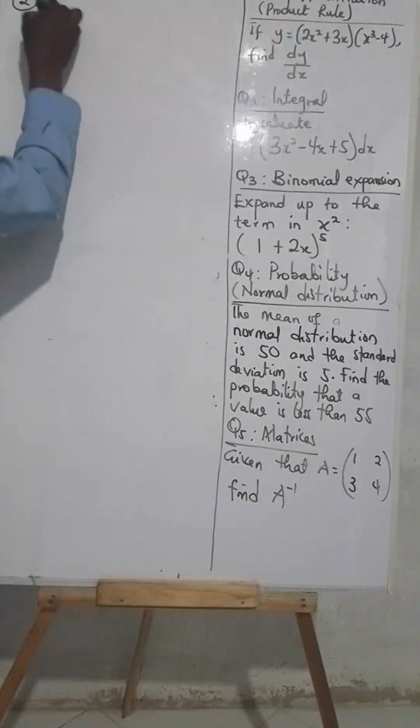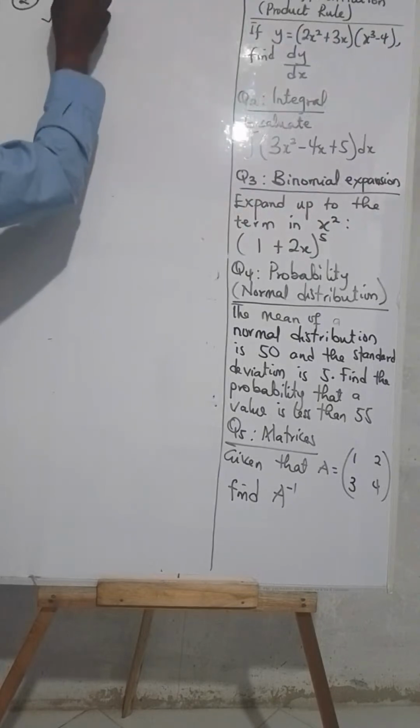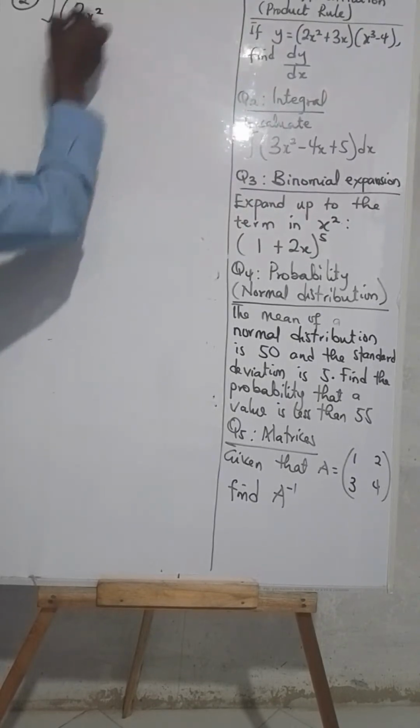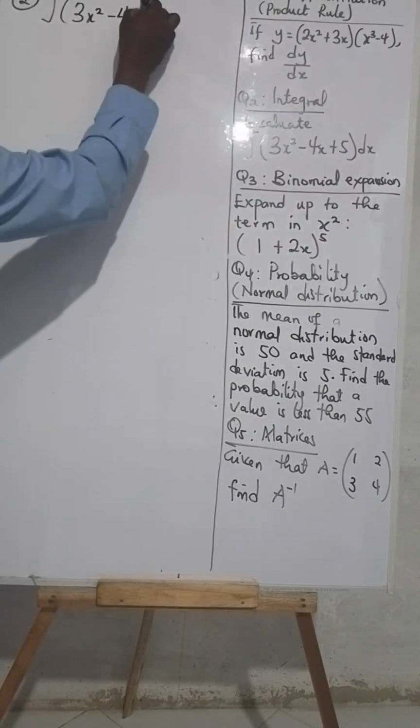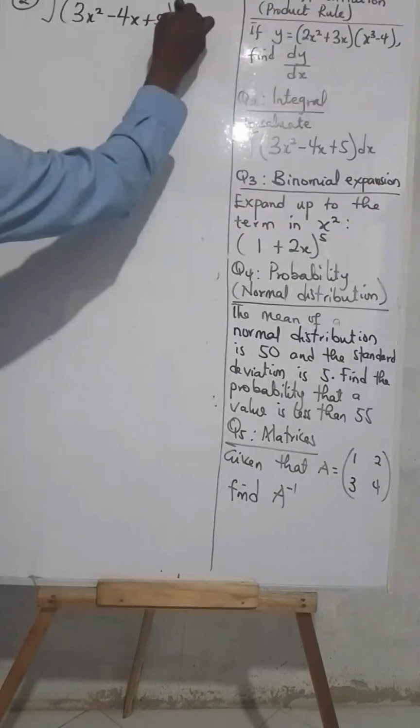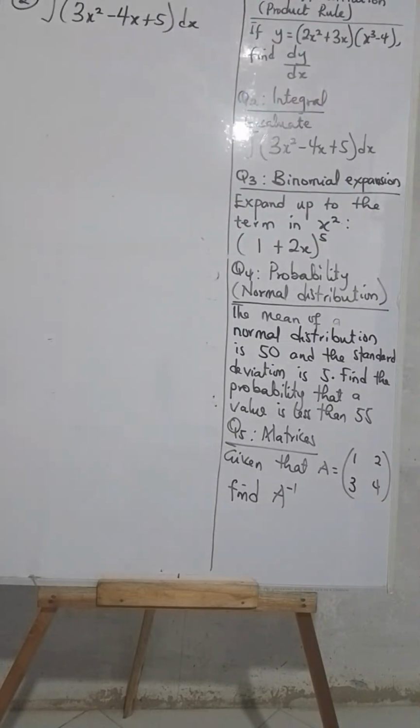When we are given, we have 3x squared minus 4x plus 5 dx. So this is very simple. If you can try it and give us your answers in the comment section, that will help very much. For all the same, we are all going to work it out there, when we look at it.